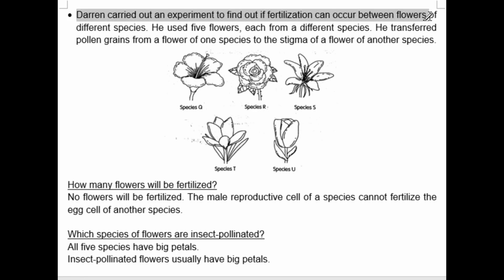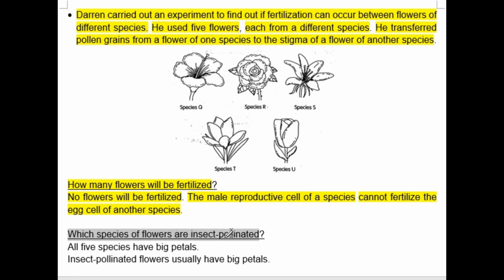Darren carried out an experiment to find out if fertilization can occur between flowers of different species. He used 5 flowers, each from a different species. He transferred pollen grains from a flower of one species to the stigma of a flower of another species. How many flowers will be fertilized? No flowers will be fertilized. The male reproductive cell of a species cannot fertilize the egg cell of another species.